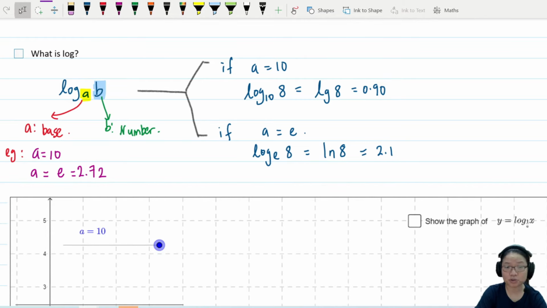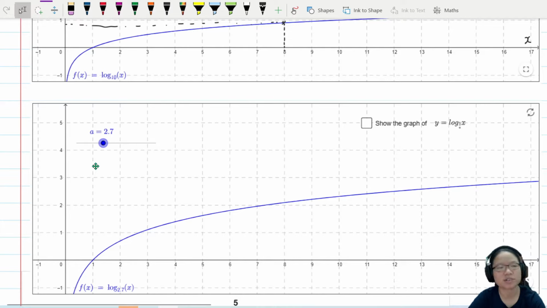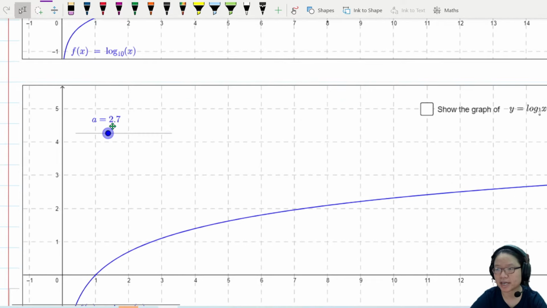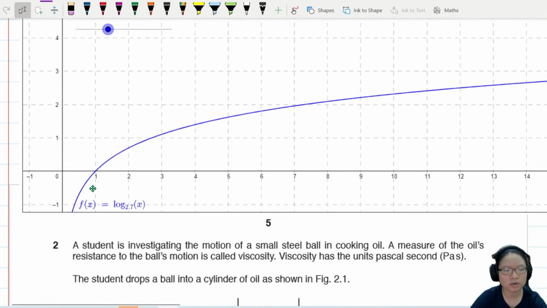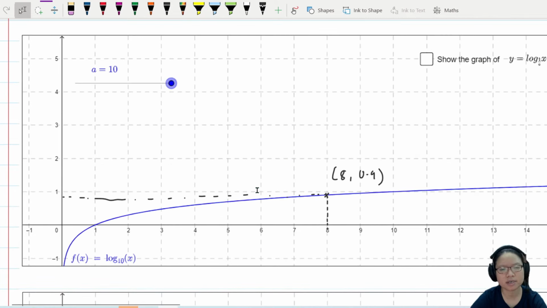All right, let me show you the graph for ln x. So you will see this is a graph of ln x. What I did was I just adjusted the A. So this A is 2.7, which is ln. And then you will get this graph. Miss, the shape looks very similar. Yeah, correct. It's a log graph, it's the same shape. It will just have different numbers, okay?